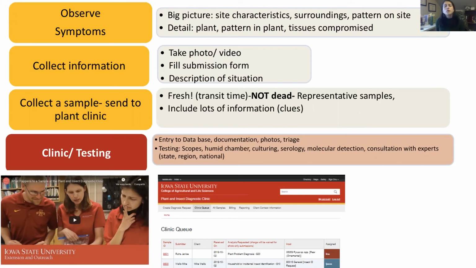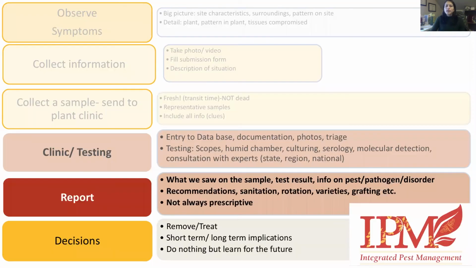When it gets to us, we enter the sample into the database, we document with photos and do triage, and then from there we'll decide a course of action in terms of what you have requested, what you are concerned or suspecting the problem may be, and then also what other ideas of tests or suspicions the diagnosticians have. The report will tell you what we saw in the sample, what tests we ran and what the results were, the information on the pest, if we found one, a pathogen, or if we think it's a disorder or abiotic in nature, meaning that there is no pathogen or insect associated with the sample, and the symptoms do fit a described disorder or abiotic problem.